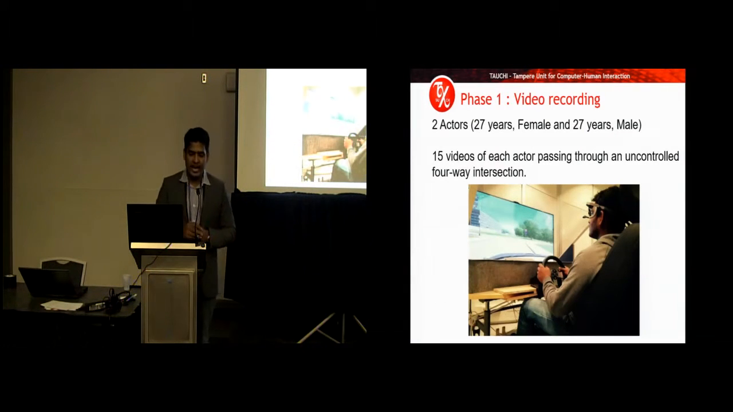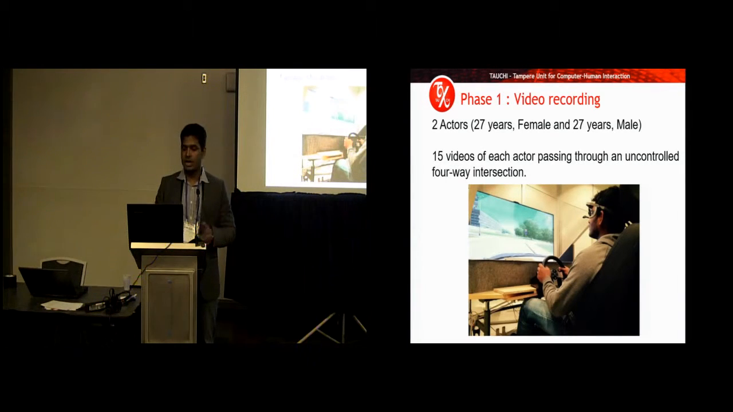In the first phase, we had 2 actors who were 27 years old, male and female. They both had driving licenses and several years of driving experience, so it was safe to assume that they had established patterns of driving and gaze behavior, which were representative of a real-world driving scenario. We used the City Car Driving simulator and an Ergoneers binocular 60 Hertz gaze tracker to record the eye movement. Our actors were told to drive like they would normally do.